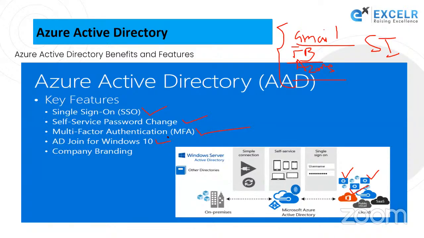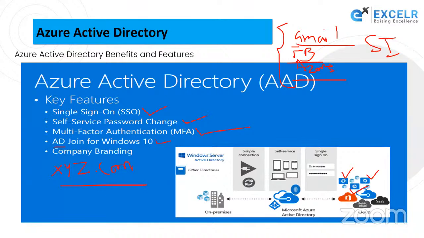Now AD join is nothing but whenever you are joining any laptop or desktop to the domain, that is called an AD join. And with Azure Active Directory, you can create your own custom branding. I can have a URL and a page which will show something like xyzcompany.com as a landing page or something else. So those are the benefits of your Azure Active Directory.